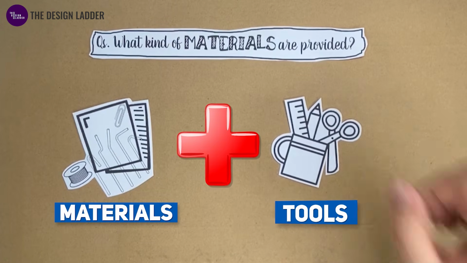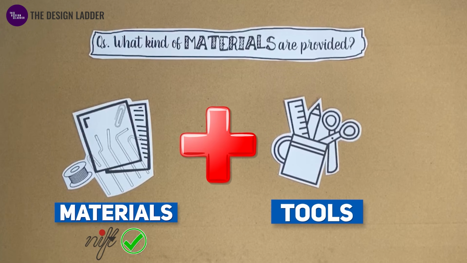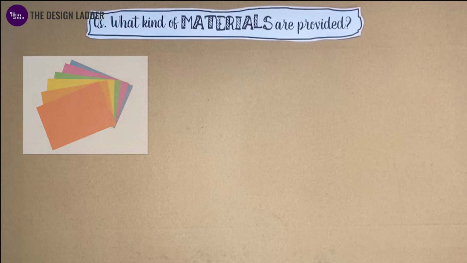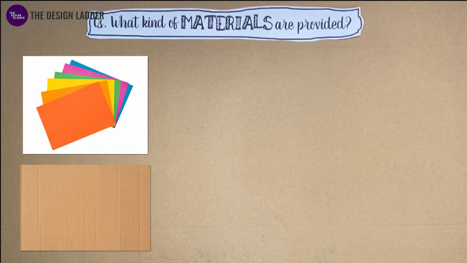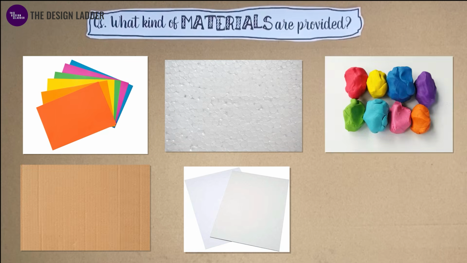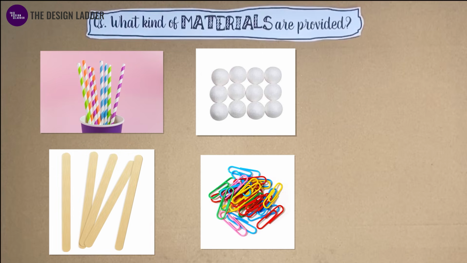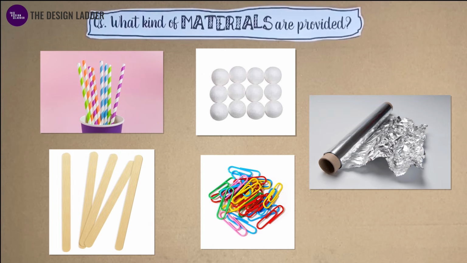And the other set is the tools that you require to use those materials properly and creatively. So the material set is provided to you by NIFT. It will be a pouch that will have certain things like colored paper, a cardboard, thermocol sheet, mount board, some clay maybe, metal wire, straws, ice cream sticks, thermocol balls, paper clips, aluminium foils, etc. It can be any regular thing or something very different as well.